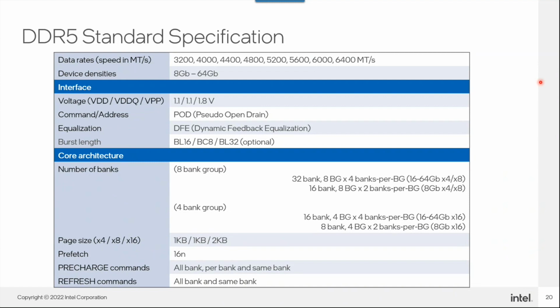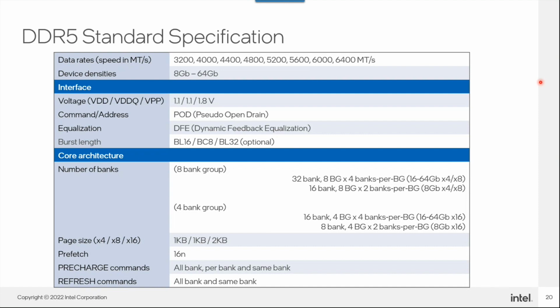Apart from that, everything else is just summarized. And so for the number of banks, when you have an 8 GB in a by 4 by 8 DQ interface, you need a 16 bank or 8 bank group with 2 banks per bank group.